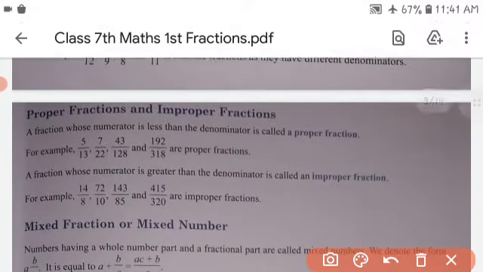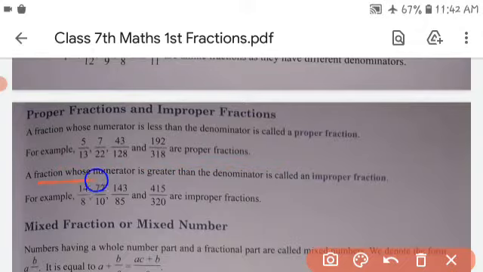Proper and improper fractions. A fraction whose numerator is less than the denominator is called a proper fraction. 5 by 13, 7 by 22, 43 by 128 and 192 upon 318 are proper fractions.